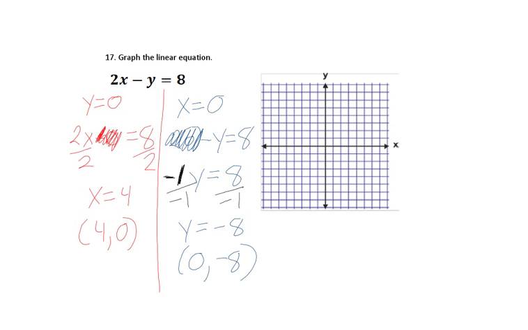So, 4, 0 from the center. 4 to the right. 1, 2, 3, 4. If it'll let me. Okay, there we go. 0, negative 8. From the center, 8 down. 1, 2, 3, 4, 5, 6, 7, 8. Just enough. But once that's taken care of, connect the dots. There you go. Nice picture.